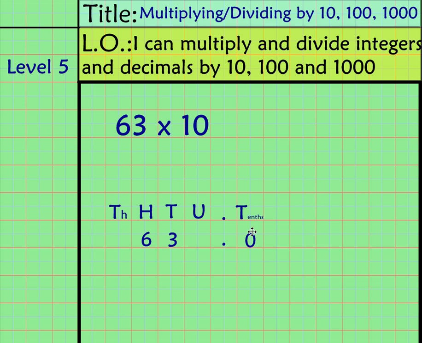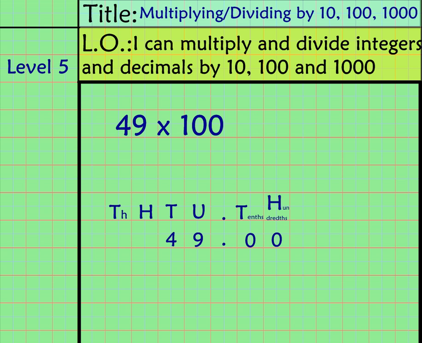You can see that process is going to apply all the way across the line. So what's my answer going to be? Well, it's going to become 630, because everything got shifted along one in terms of its position.